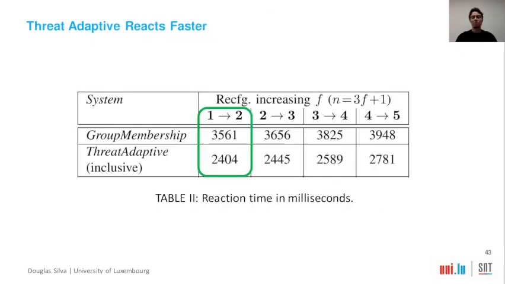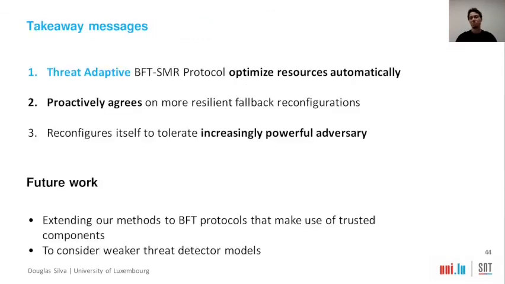If we compare the threat adaptive, so our protocol, with the group membership baseline, that is the most viable one, we can see that we can reconfigure up to 30% faster than the group membership.